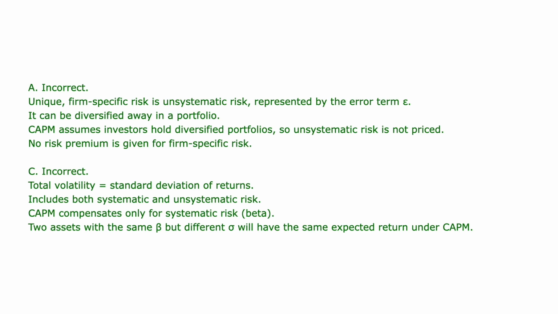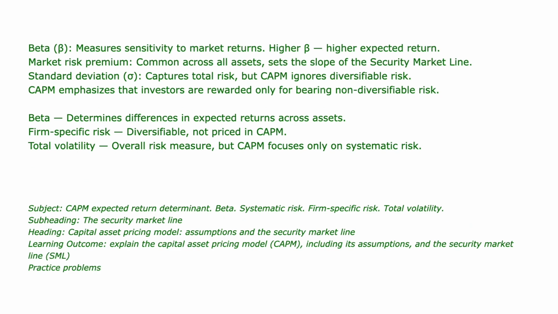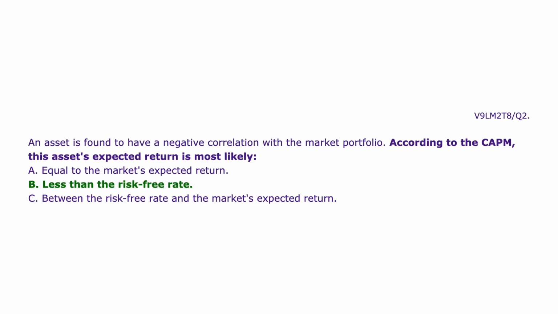Option C: total volatility includes unsystematic risk, which CAPM ignores. Two assets with different standard deviation but the same beta have the same expected return. Beta equals priced systematic risk. Firm-specific risk is not priced. Total volatility is irrelevant for CAPM expected return differences. Only beta matters.